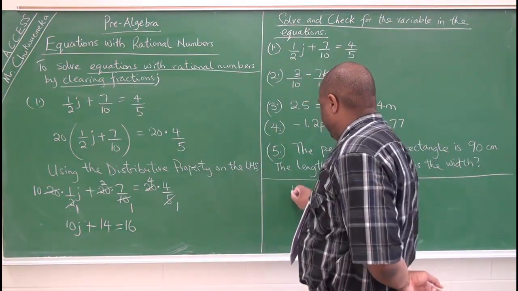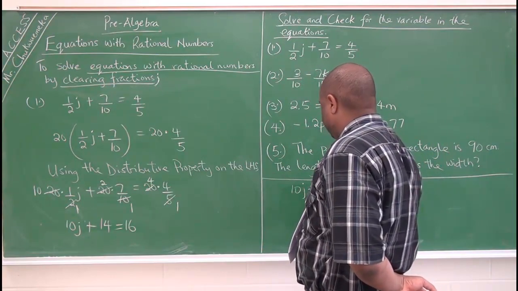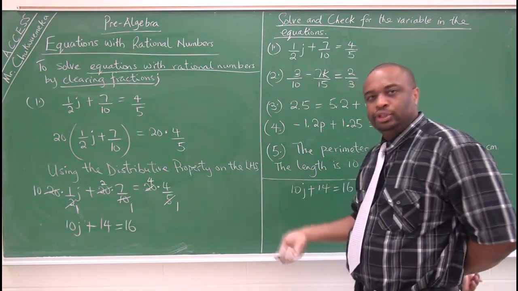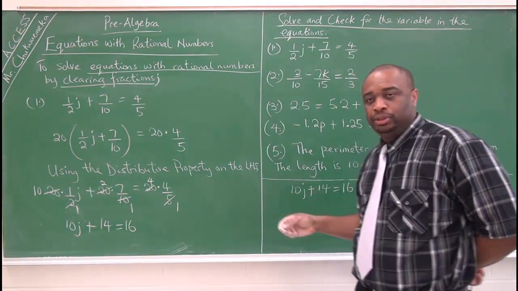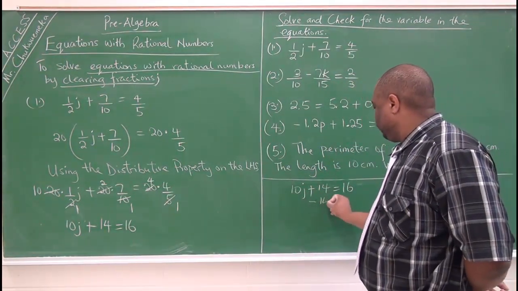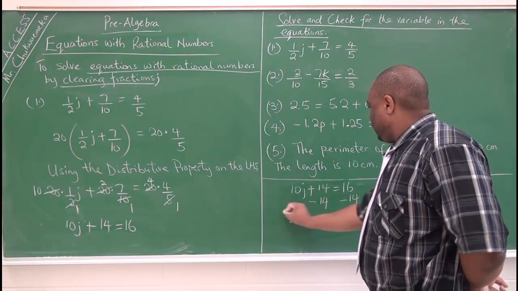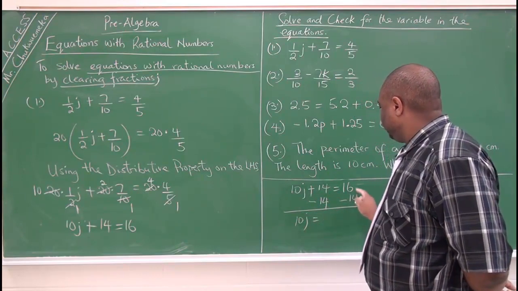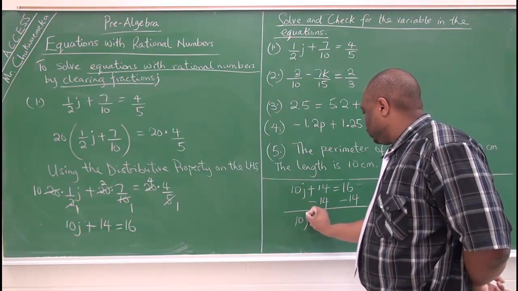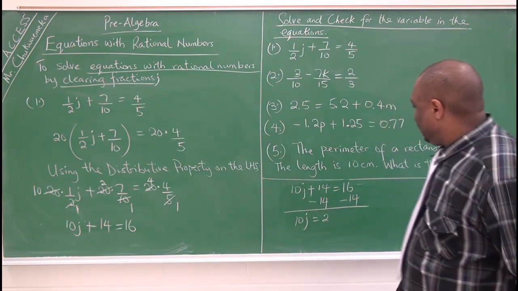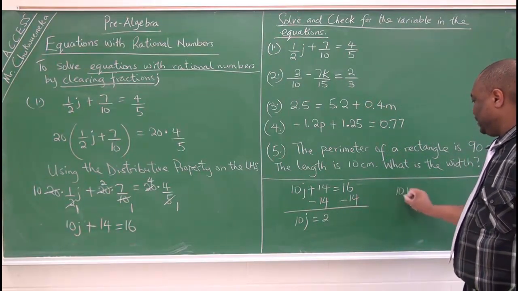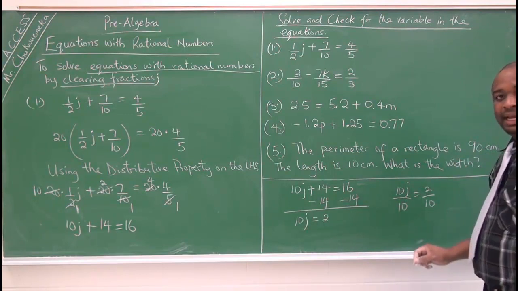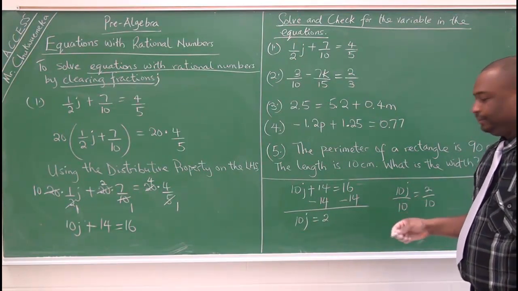We have 10j plus 14 equal to 16. So, as usual, what some teachers will do here is to just subtract 14 from both sides. And what you now have is that 10j is equal to 16 minus 14, which is 2. And then you can now divide both sides by 10 to isolate j.